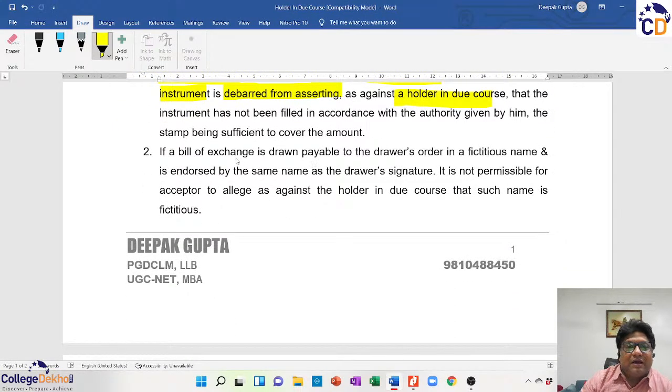सेकंड ये है कि अगर आपने किसी बिल ऑफ एक्सचेंज में ड्रॉयर के ऑर्डर पर किसी फिक्टिशियस नाम में भर दिया and endorsed by the same name as the drawer's signature. What I am saying कि मैं दीपक गुप्ता, मैंने एक पार्टी X को गुड्स बेचे और मुझे उससे बिल ऑफ एक्सचेंज चाहिए, तो I am the drawer because I have the right to receive the payment. X has to sign and accept the liability, so he becomes the drawee.